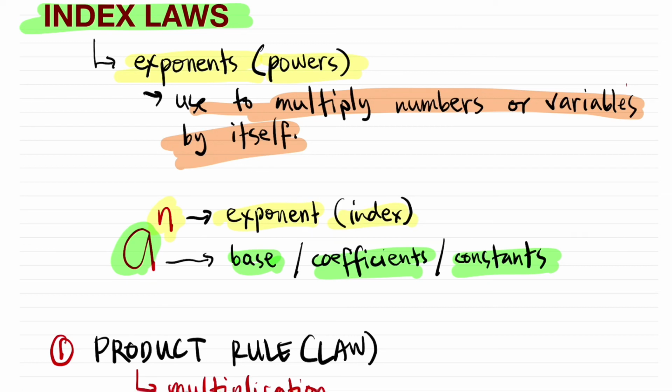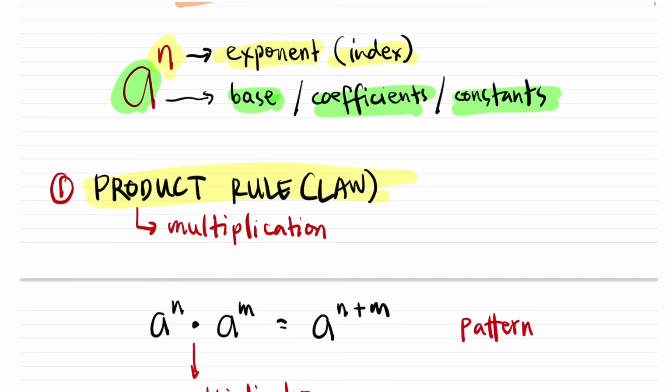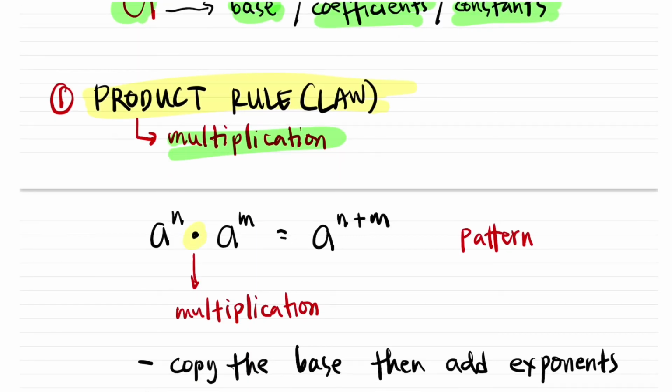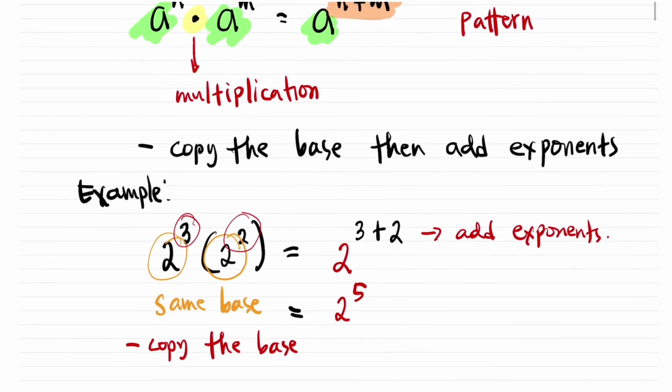Now, what are the basic laws of exponents or index? The first one is the product rule. Product means multiplication. So you can see here in the pattern, you do this. That's what I mean by multiplication. When you multiply the same base, you add the exponents and copy the base. That's what the rule means. So you have an example there.